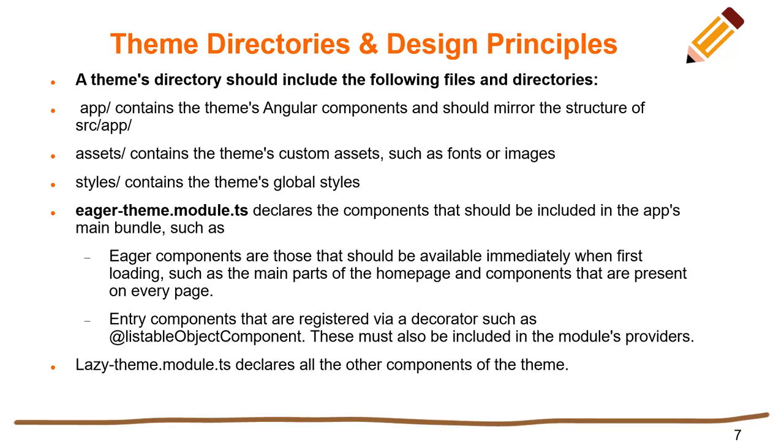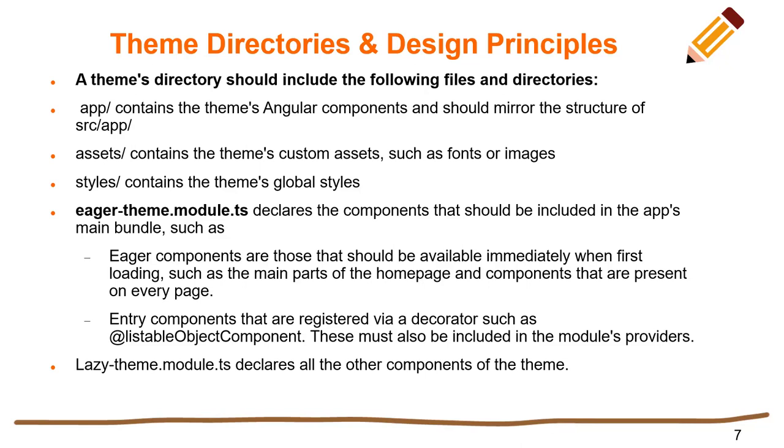Styles slash contains the theme's global styles. There is another, the eager theme module.ts. It declares the components that should be included in the app's main bundle. What this eager module does is declare those components that should be available immediately when loading fast, such as the main part of the home page and components that are present on every page.